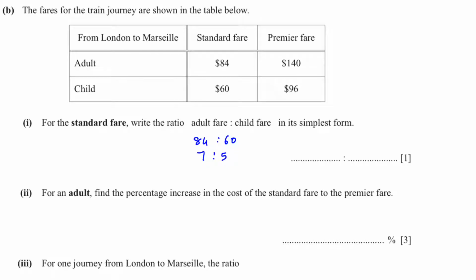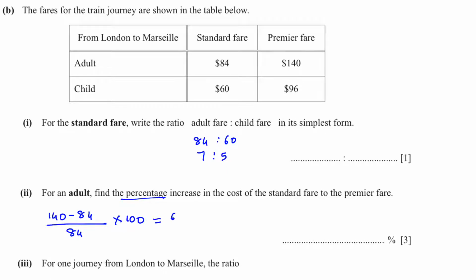In B2, for an adult, find the percentage increase in the cost of the standard fare to the premier fare. Whenever there is an increase or decrease and you want to find the percentage, there's a rule to do. Whatever is your original, write it down. So what was our original? 84. And the difference you put on the top. So 140 minus 84. Because we want to find the percentage, we will times it by 100.